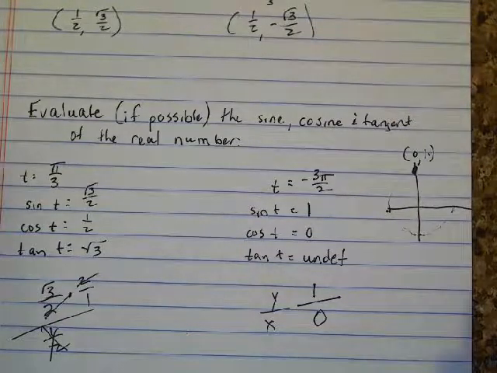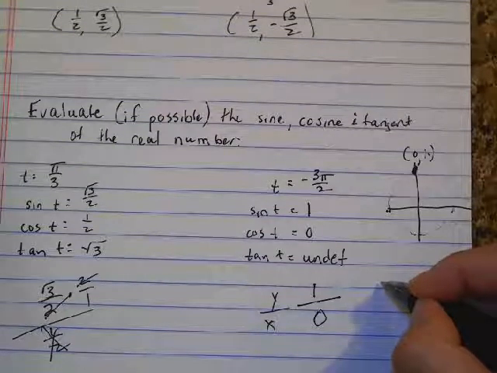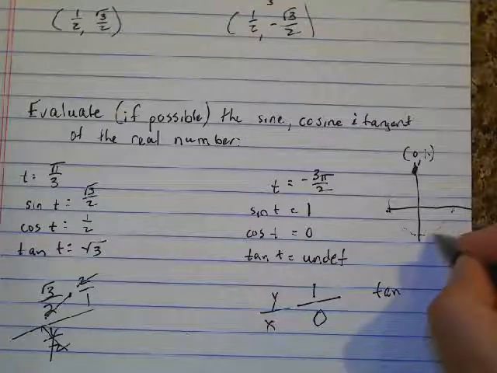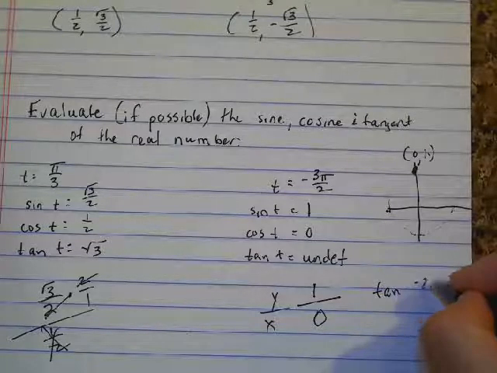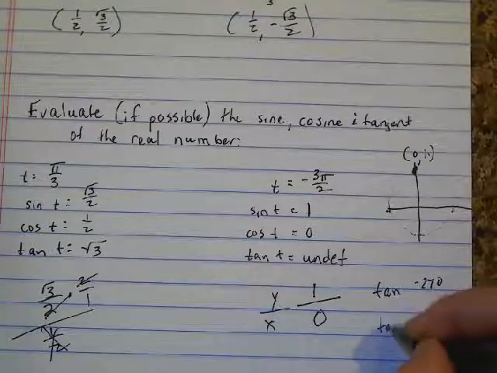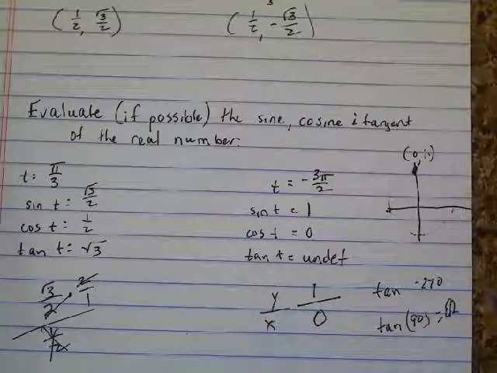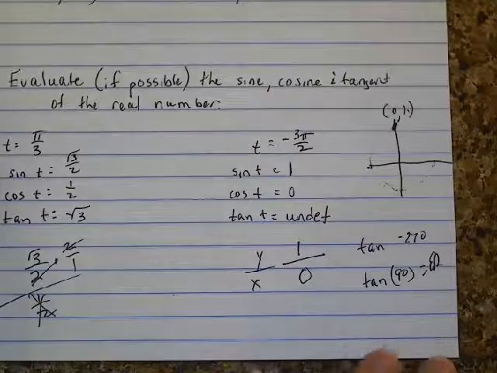In fact, you could test that on your calculator. If you're in degree mode, you could type in tangent of negative 270, which is also the same thing as tangent 90. And you would see on your calculator, you would get error because it's undefined at that place.